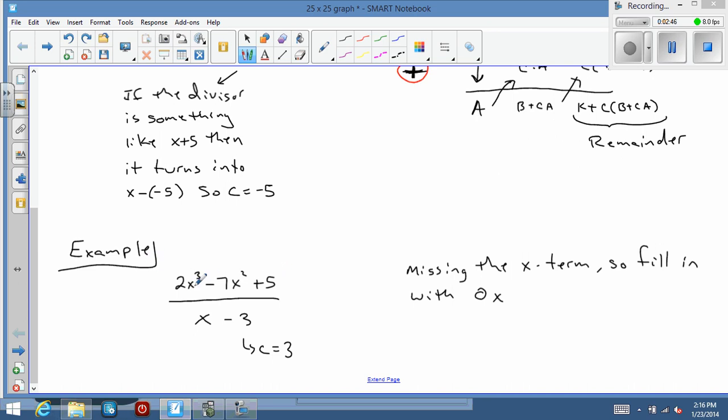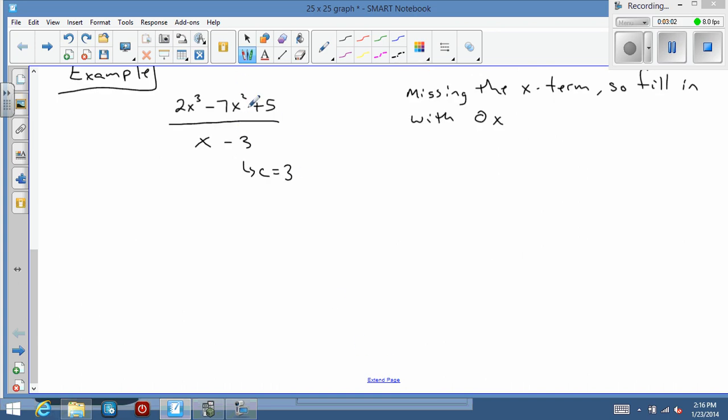So in this example, let's take 2x to the third minus 7x squared plus x and divide it by x minus 3. Since the divisor is already a minus, our c value is just the 3 that we see there. The one thing we do have to take care of is the fact that there is a missing term. We're missing an x term here. So we're going to fill in with a 0x. So I have this already set up. The 3 is out in front. We are going to put the 2, negative 7, the 0 for that x term, and then 5.